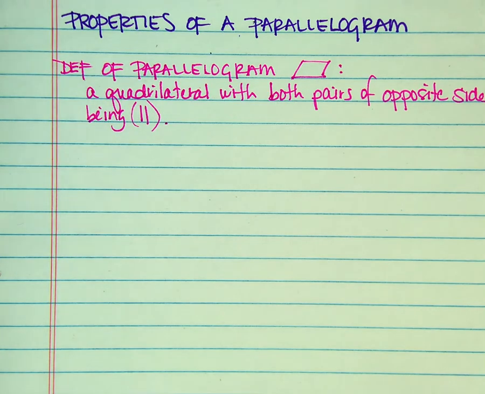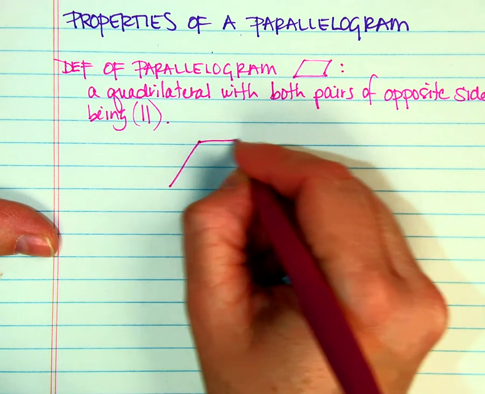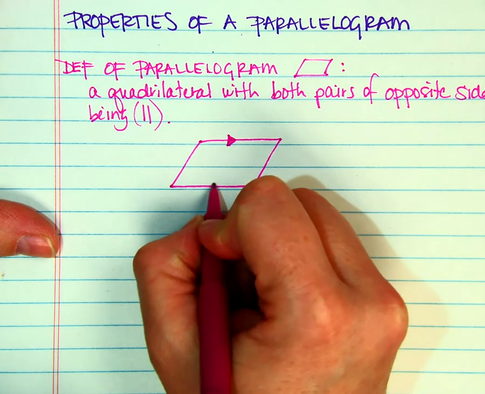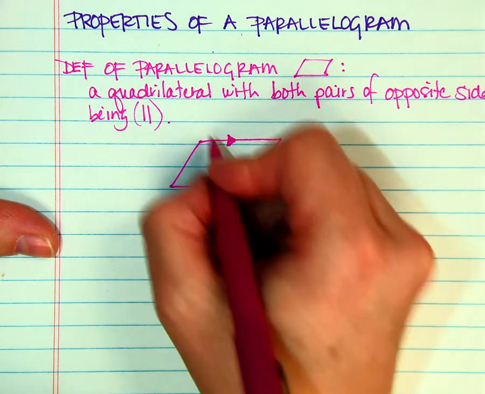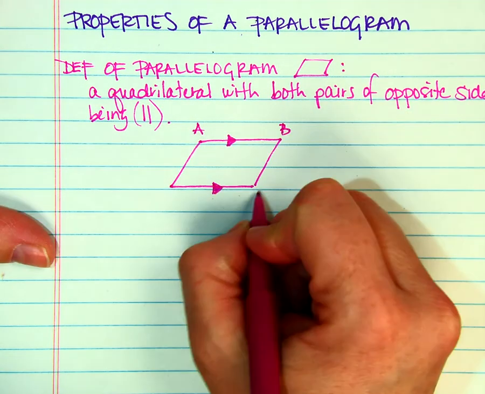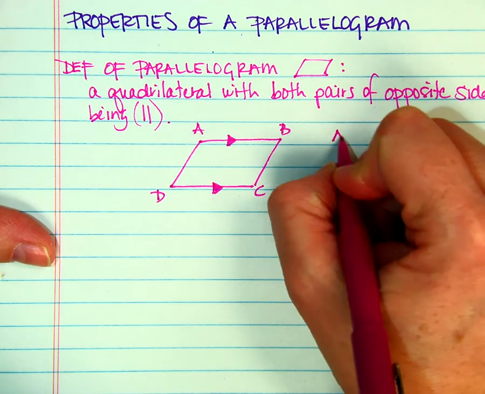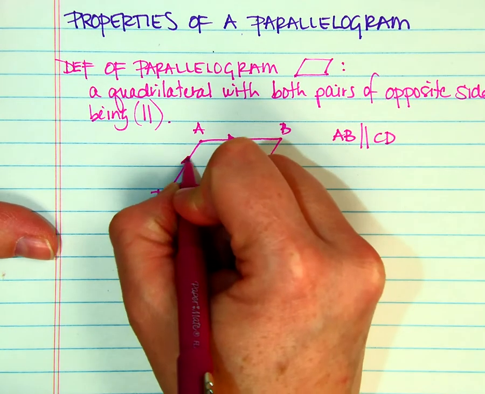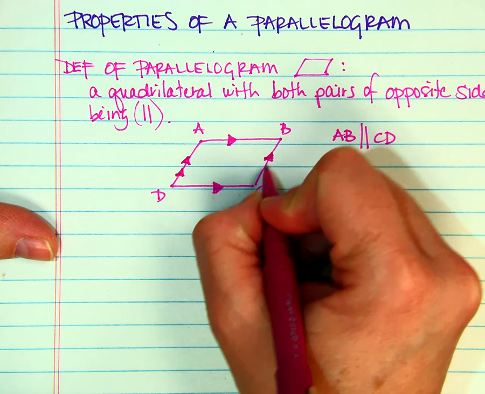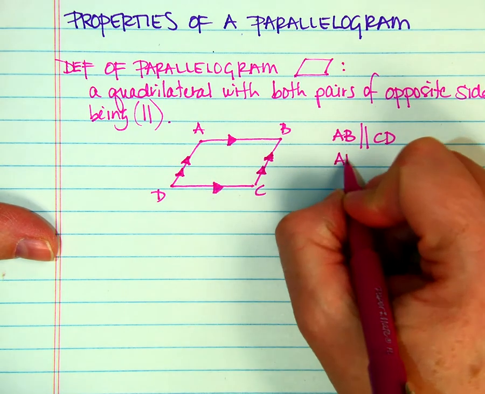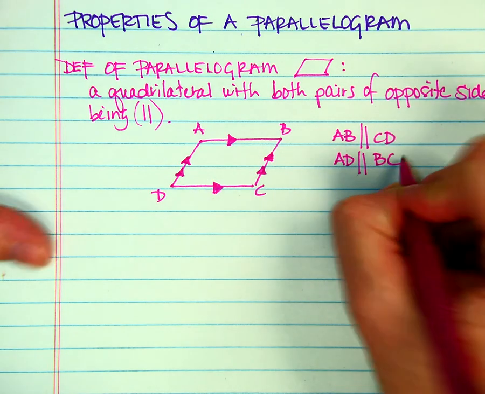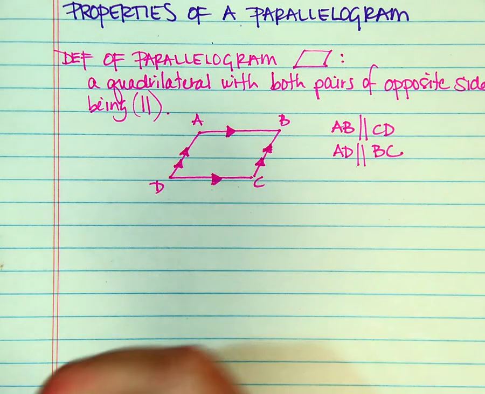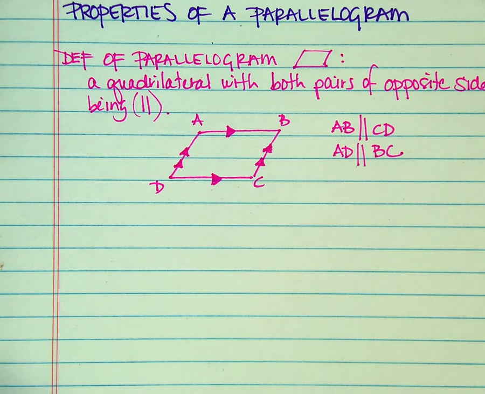So by definition of a parallelogram, that means that this piece is parallel to that one. And I'm going to put some letters in here. That means that AB is parallel to CD, and it means that AD is parallel to BC. Okay, so that is what you get from the definition. There are other properties that happen because of all these parallel lines.